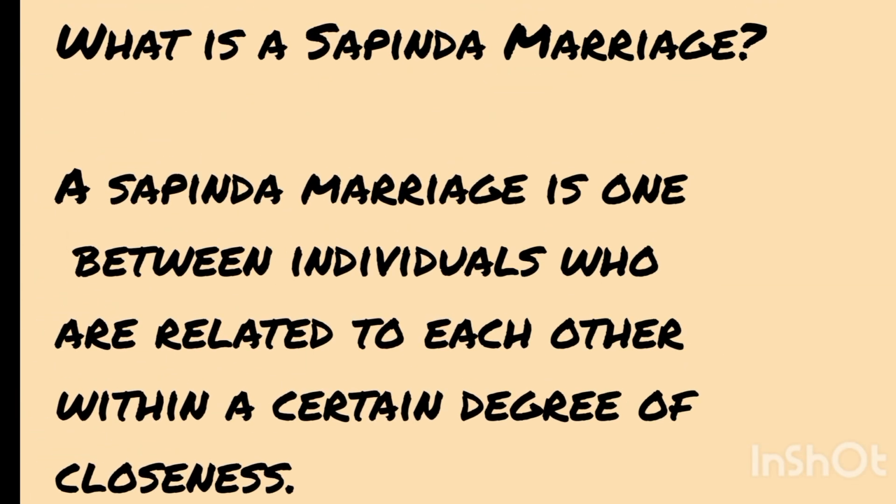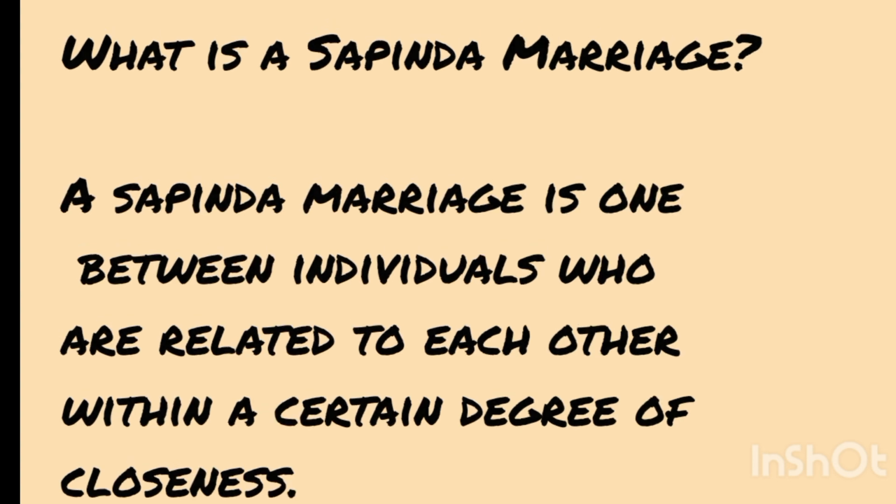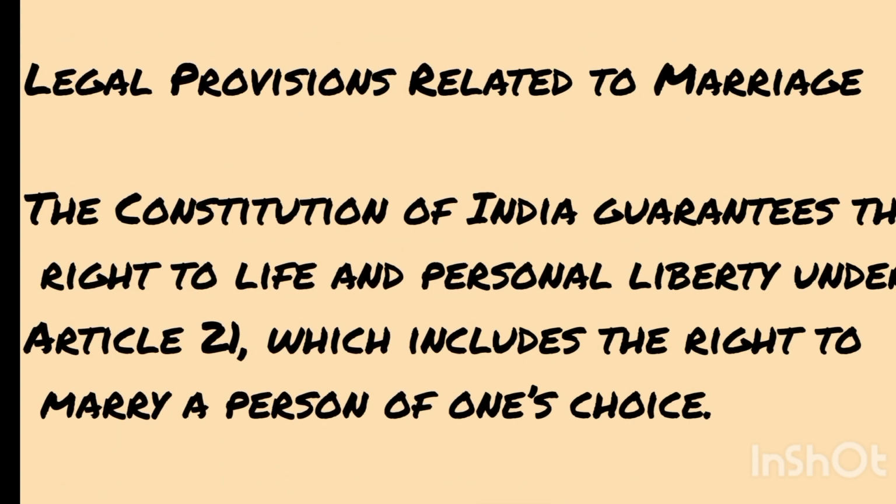What is a Sapinda marriage? A Sapinda marriage is one between individuals who are related to each other within a certain degree of closeness. Let's see what the legal provisions related to marriage in India are. The Constitution of India guarantees the right to life and personal liberty under Article 21, which includes the right to marry a person of one's choice.